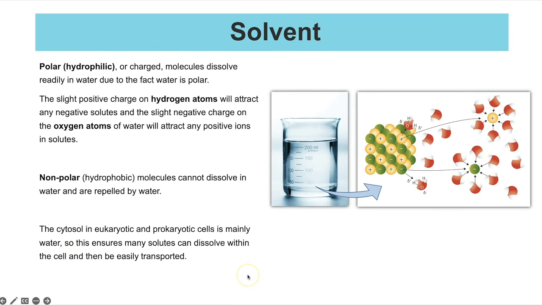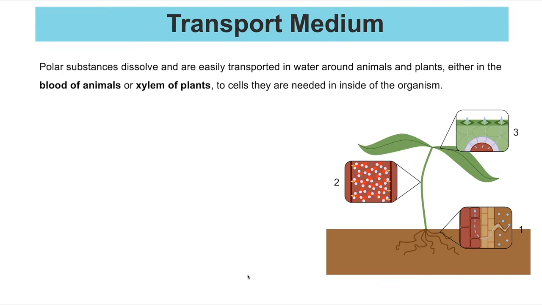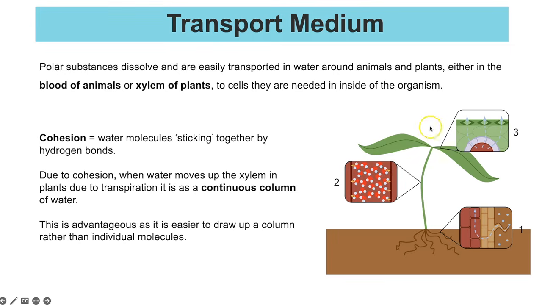it means many solutes can dissolve within the cytoplasm of the cell, and therefore reactions are going to happen more rapidly, but also it means molecules can be easily transported, dissolved in the solution. So that links to this idea of transport mediums as well. Because water is a good solvent, plants, for example, will have mineral ions dissolved in the water, which is then transported up through the xylem.